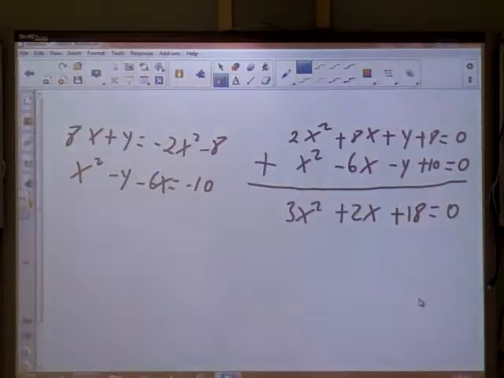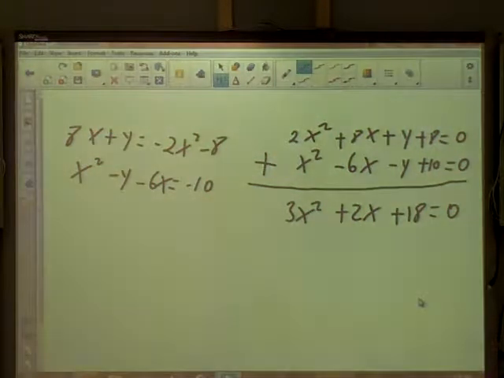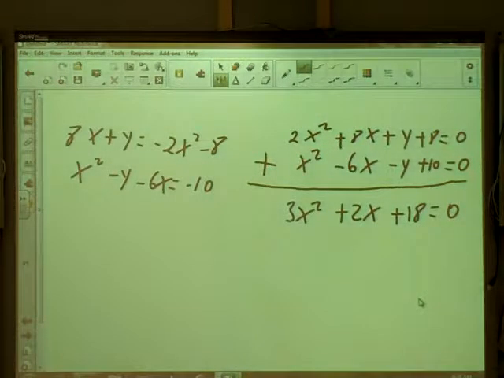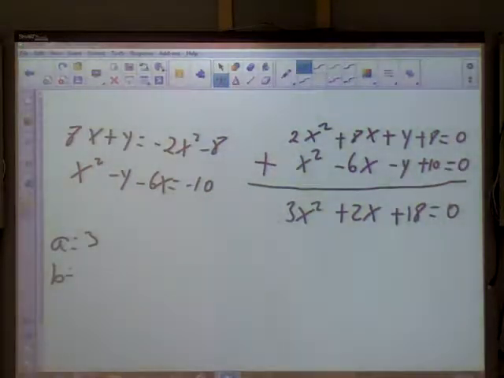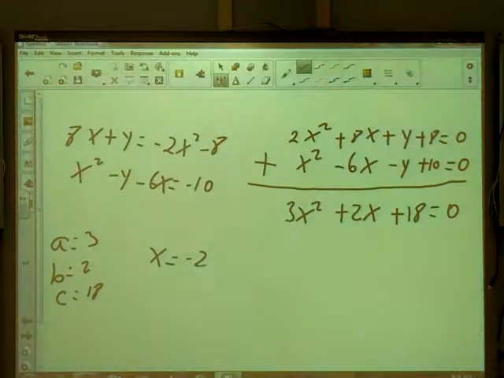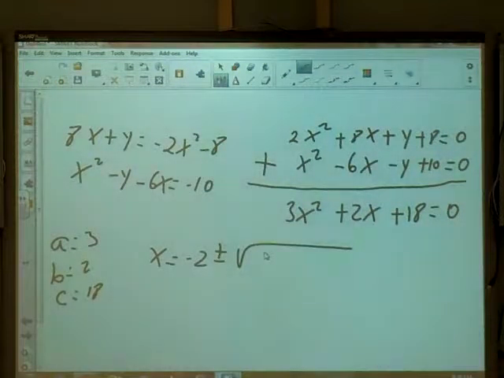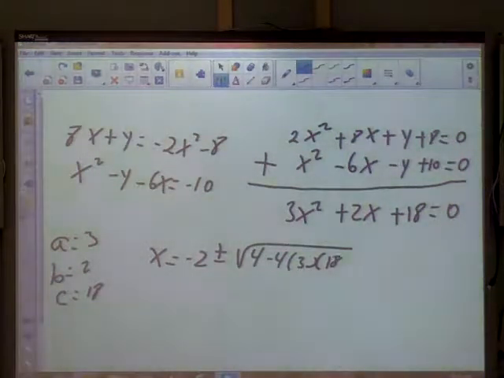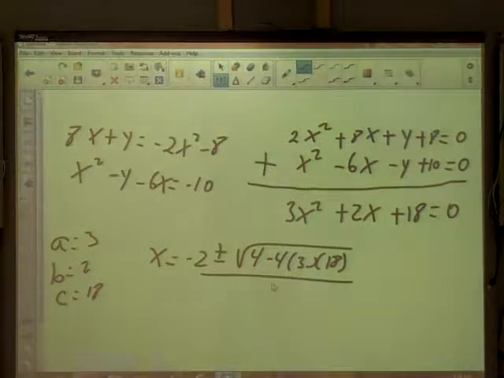All right, so from that, if I check for factoring, it would have to be by grouping, and it's not going to anyway, and I don't like to do grouping. So I am looking at the quadratic formula on this. My A would be 3, my B would be 2, and my C would be 18. So I've got x equals negative b plus or minus the square root of b squared minus 4ac all over 2a.